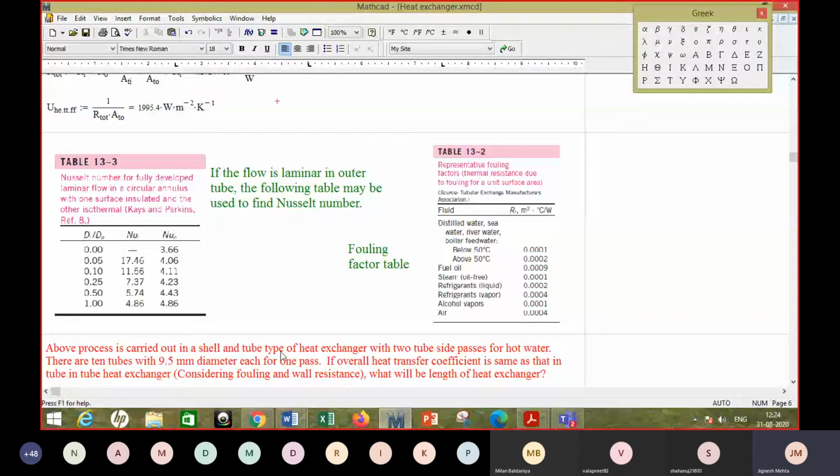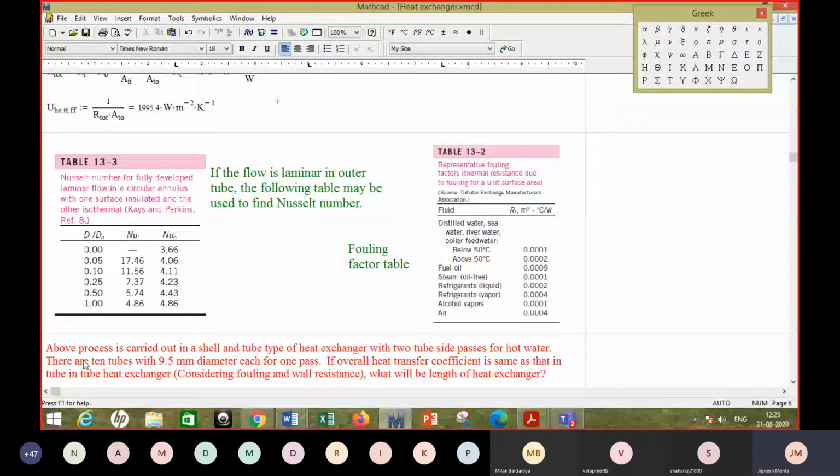And in that case, again, some of the details of the configuration are also given to you, as you can read that this is carried out in a shell and tube type of heat exchanger with two tube side passes, right? So there are two tube side passes for hot water. Okay, so we are taking hot water on the tube side and the cold water is taken on the shell side. And there is only one pass on the shell side, right? Though not written clearly here, when it is not written, I think you can presume that there is only one shell side pass.